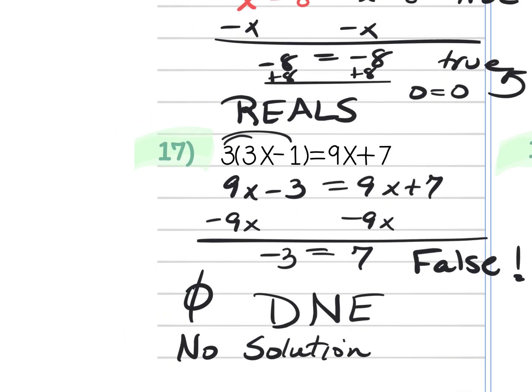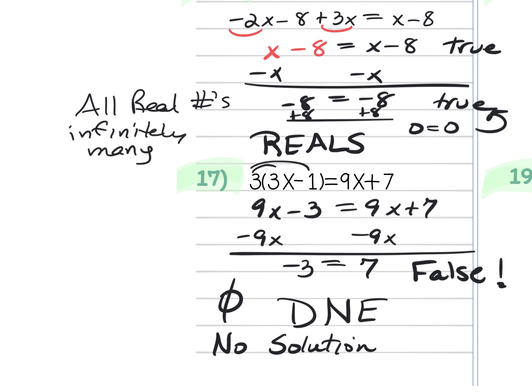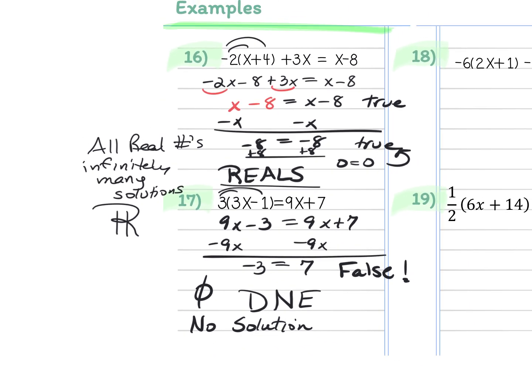Now, also on an SAT, instead of them saying all real numbers, they might also say infinitely many solutions. But again, for WebAssign, you're typing in reals. This is also the symbol for all real numbers. It sort of looks like a capital R with an extra line down it. All right, two more examples, one more of each.